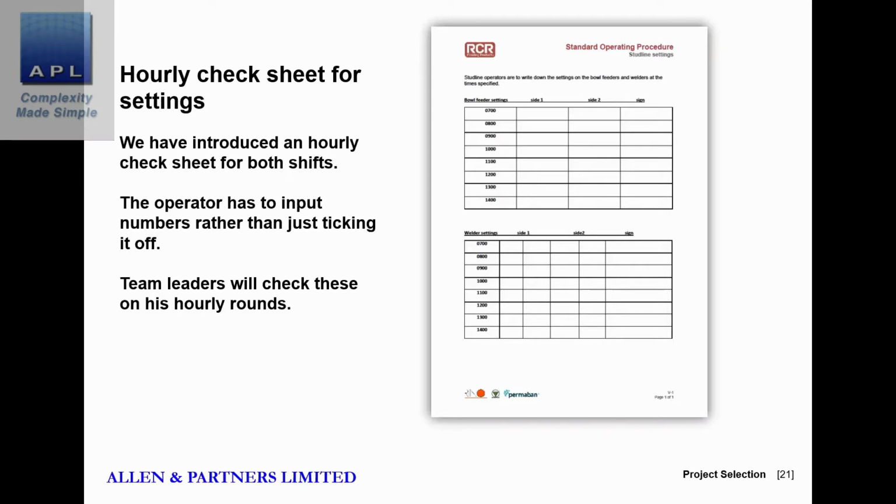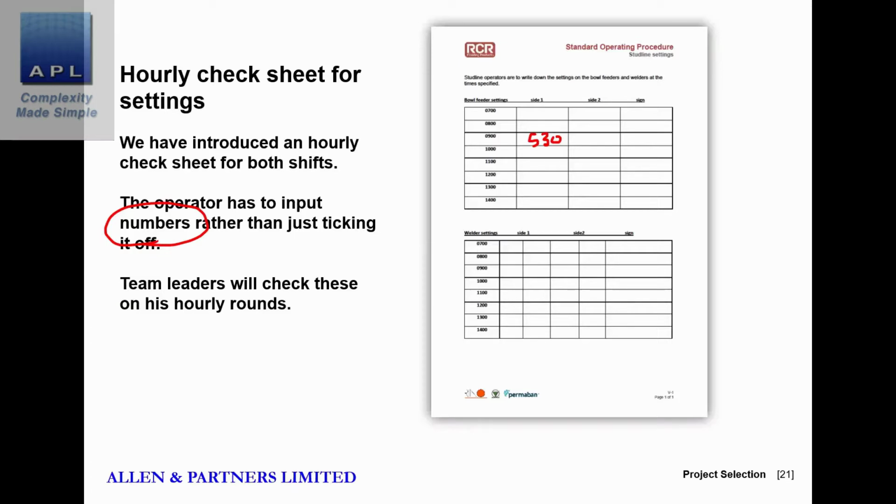Then there's an hourly check sheet. So this is to make sure that the operator is actually following those procedures. And something that they've done, which is a great little piece of advice, they get the operator to write the number. So the operator has physically got to write 530 amps or whatever the setting is. It isn't a tick sheet.